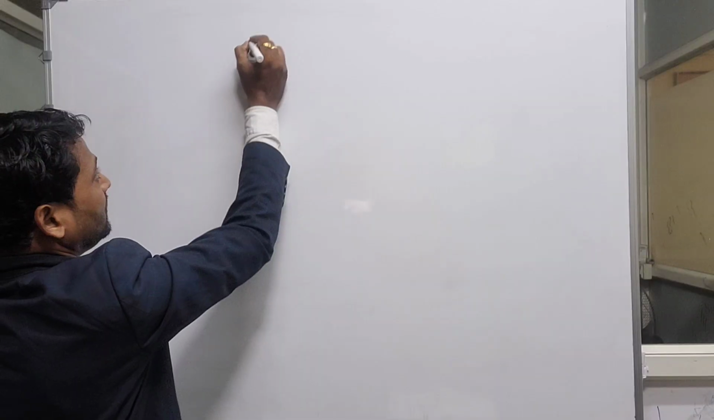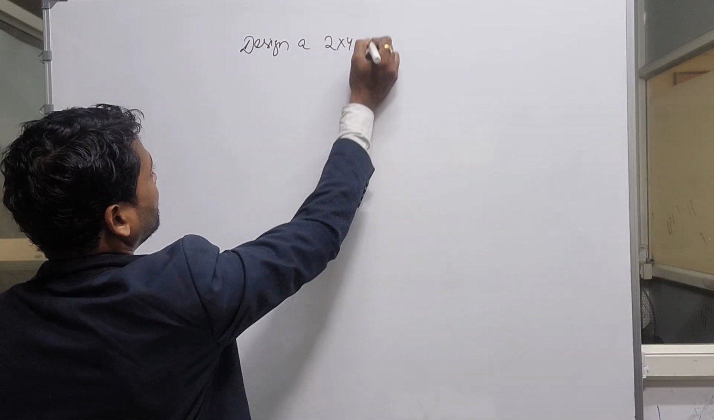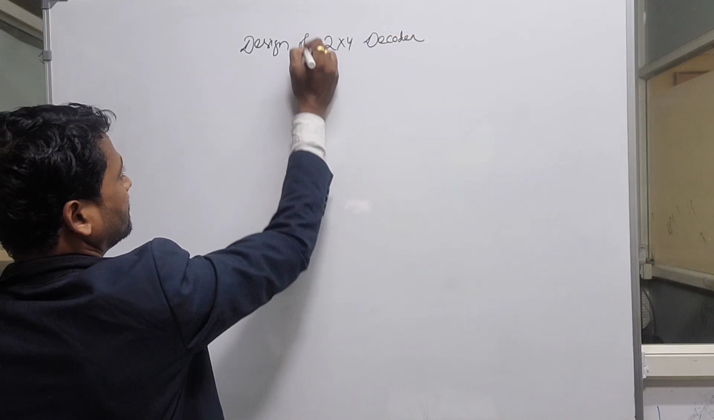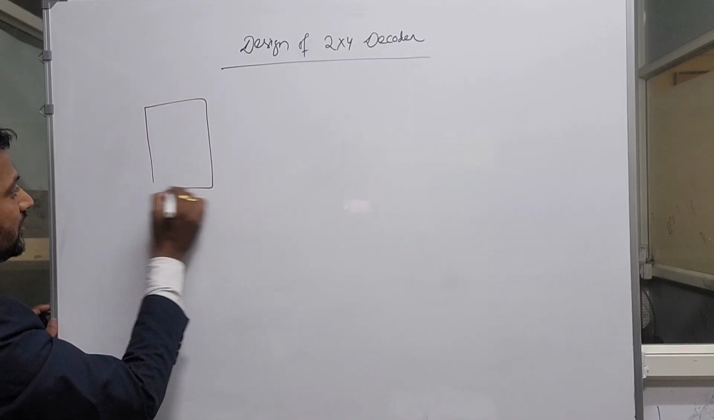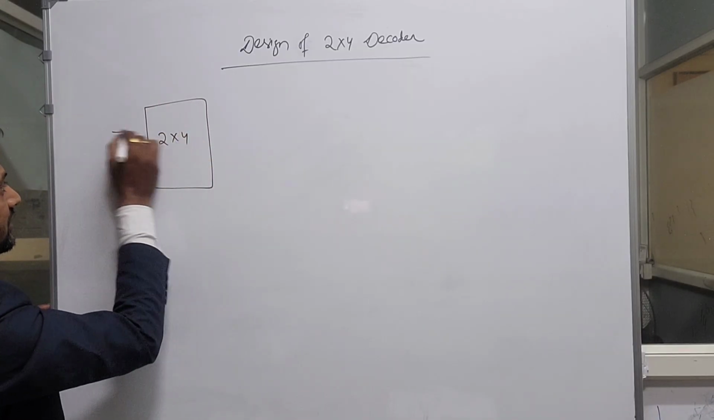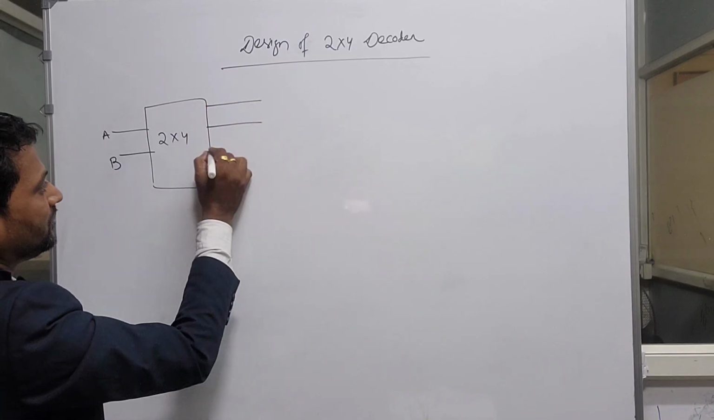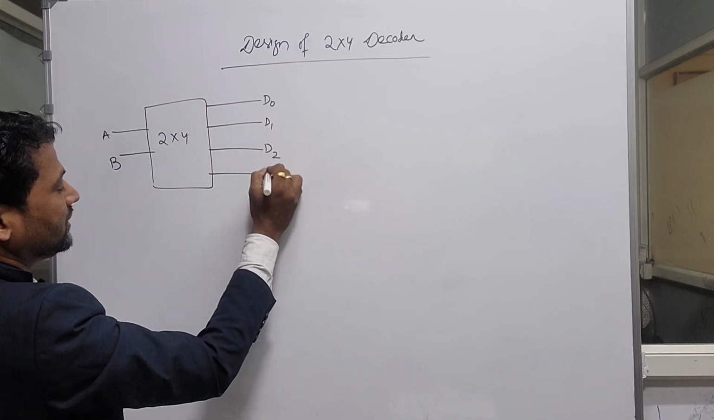So next is, we'll design a 2 into 4 decoder. Design of 2 into 4 decoder. So as I have told, 2 into 4 decoder matlab there are two input. Let input are A and B, and there are how many output? 4 output, like D0, D1, D2 and D3.